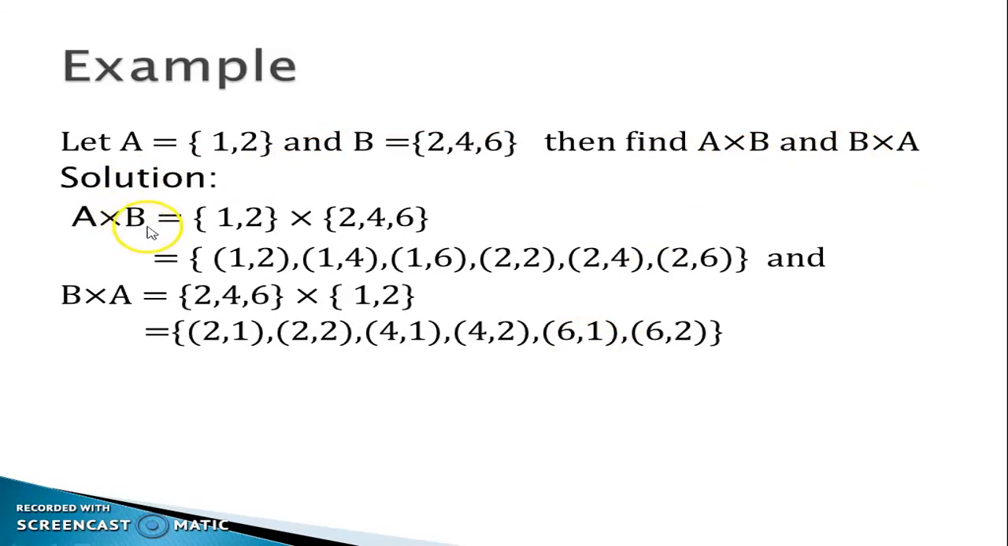Solution. A cross B is equal to set A cross set B: (1, 2), (1, 4), (1, 6), then (2, 2), (2, 4) and (2, 6). Similarly, B cross A is equal to B set cross A set: (2, 1), (2, 2), then (4, 1) and (4, 2), then (6, 1) and (6, 2).